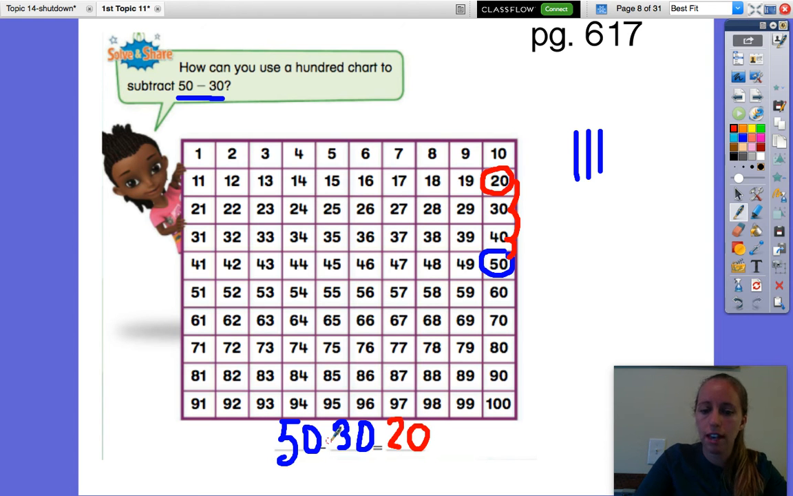Okay, so if you're starting at 50, right, we find 50 first on the hundreds chart, then I'm going to take away or subtract 30. Now, when we're subtracting, we have to move up on our hundreds chart. So we jumped up 3 times. 1 group of 10, 2 groups of 10, 3 groups of 10, and we land on 20. Let's try another problem together.